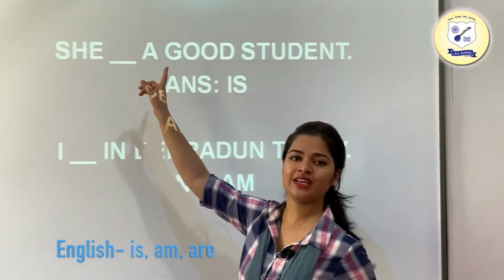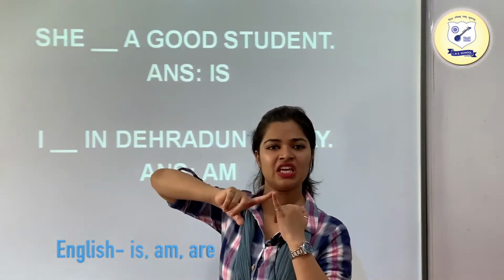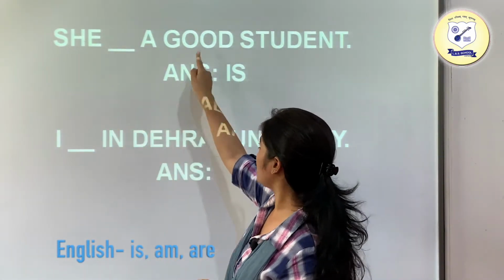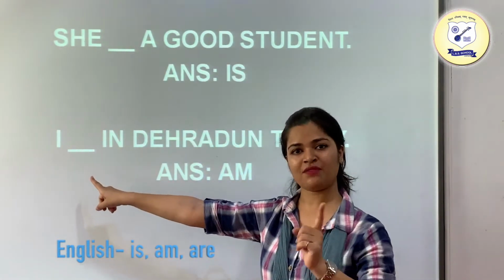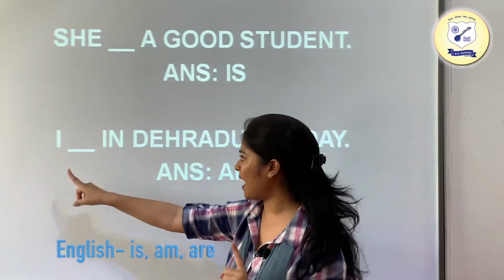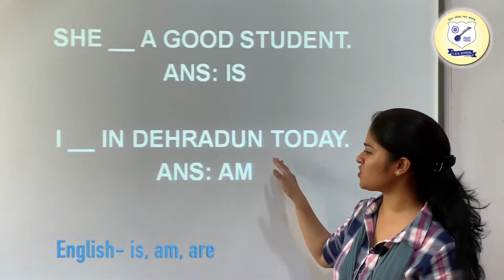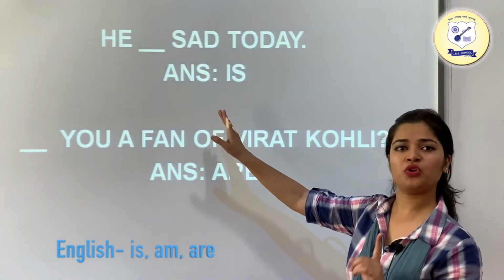She is your pronoun which I was talking about. When we are having he, she, it, what we are going to use is "is". She is a good student. I is your pronoun and with I we always use "am". So I am in Dehradun today. Okay, so this is your sentence. He is again your pronoun with which we are going to use "is".